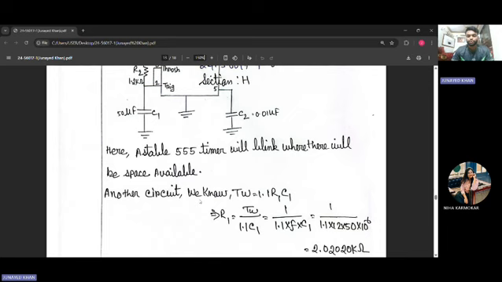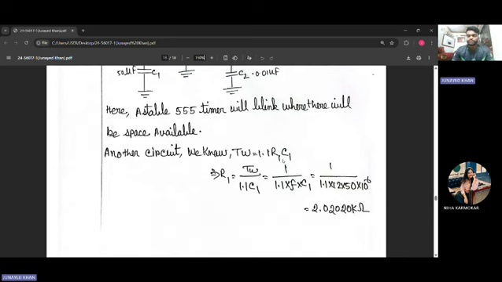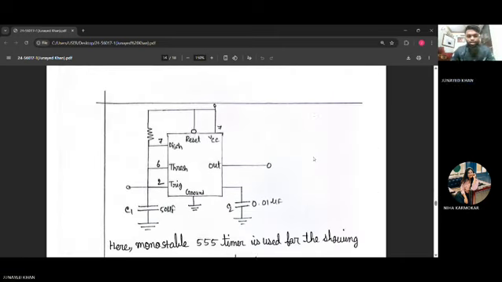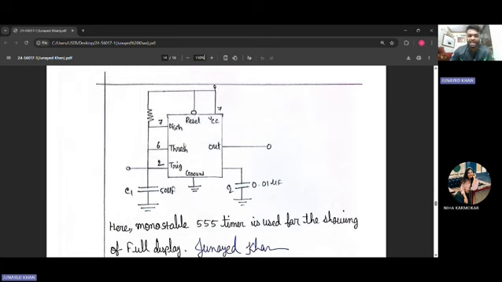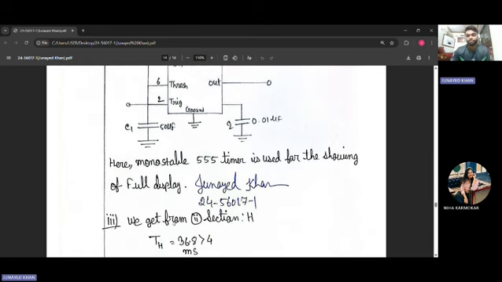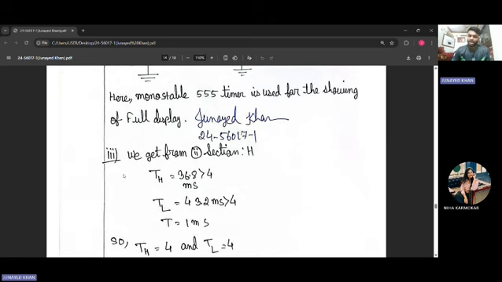Okay, then for another circuit we know T for the monostable is 1.1 R1 C1. From that equation we have come to the conclusion that R1 will be 2.0202 kilo ohm. For that we have again taken the 555 timer, and this is for monostable. Here is the 555 timer with the resistor, and this monostable 555 timer is used for showing the full display, and it will show the full display. From that our question part 2 is finished.